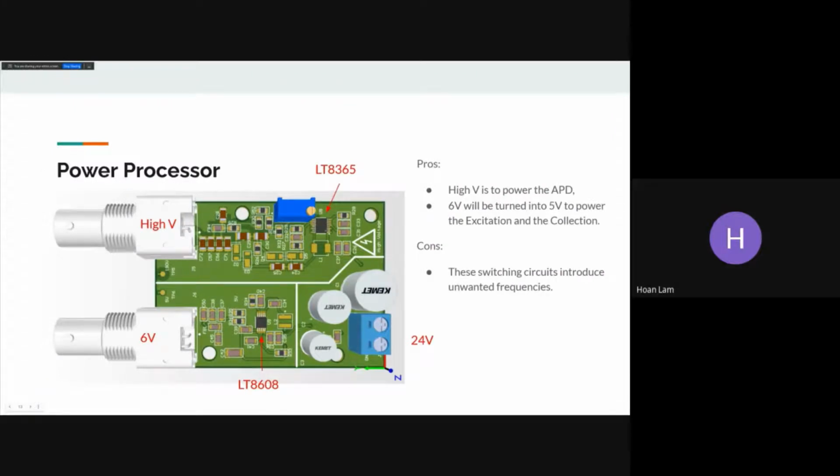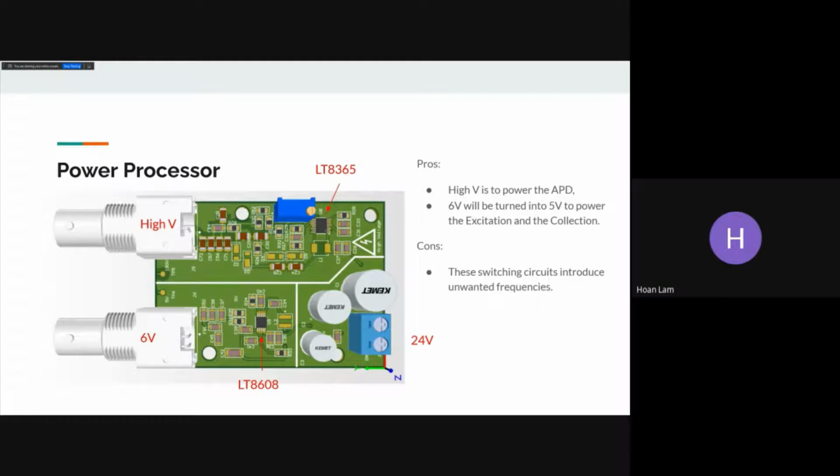So here is a power processor. We have a high V, which will be used to power the APD. 6 volt will be turned into 5 volt, and that will be used to power the excitation and the collections. So the downside of these circuits are the switchings. So that will introduce a lot of noise that we don't want. So that's the reason why we have a separate PCB just for these sections.